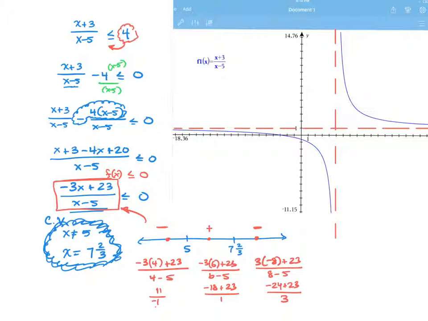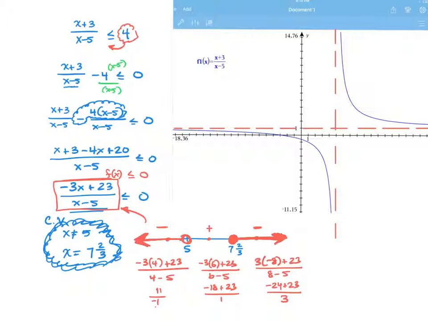What's extremely important here is that we have one tiny little thing that we have to do. We go back to our critical values. Our critical values decide whether I have an open circle or a closed circle at my critical value. So x cannot be 5, so that's an open circle. And anything in the region left of 5 is part of my solution. At 7 2/3, it is equal, so that is a closed circle, because that's going to produce 0. Anything to the right of that is also part of my solution.